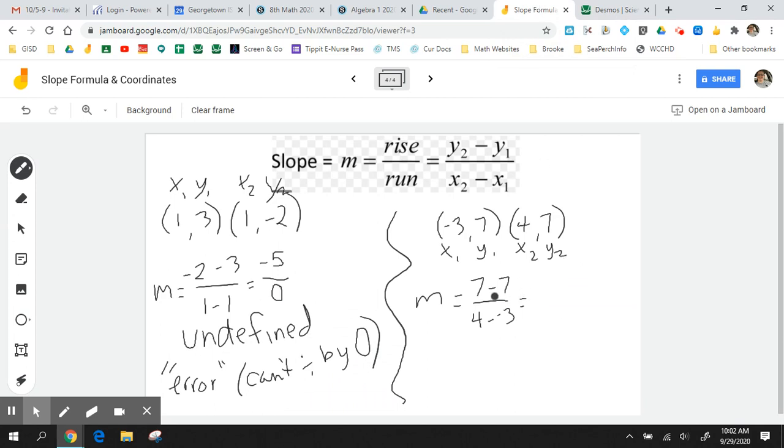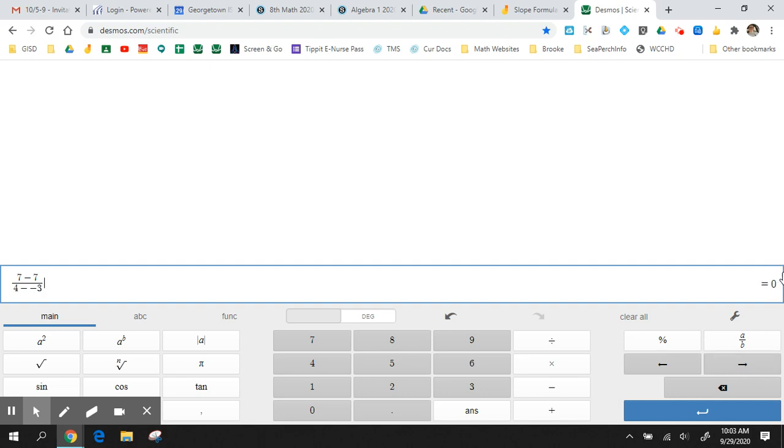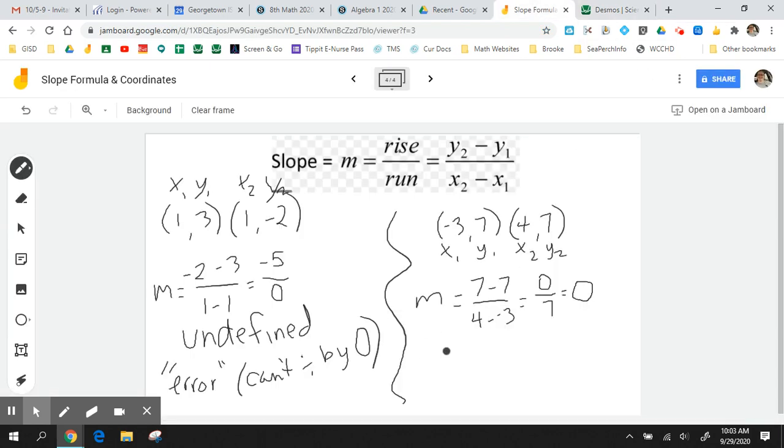So let's go back and look at this. 7 minus 7 is 0. 4 minus -3, and you actually add those together, so you get 7. So your calculator is absolutely correct. It should show you 0. If you're on a yellow calculator, like a TI calculator, then it will say just 0 as your answer. If you did Desmos, look over here. It said equal to 0. You can have a 0 slope.